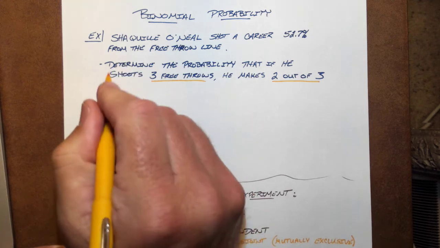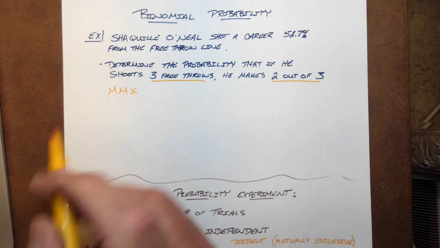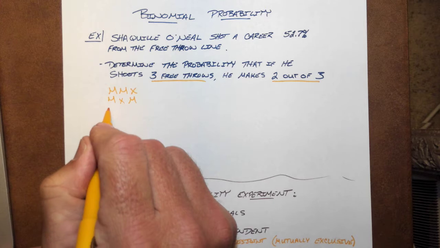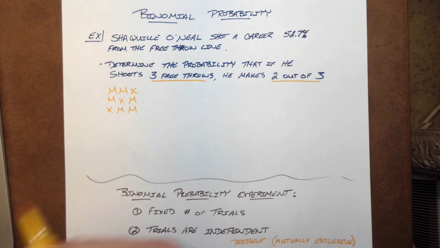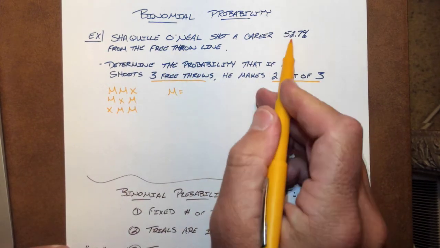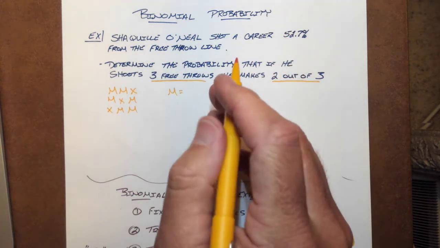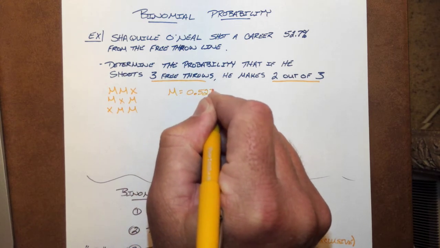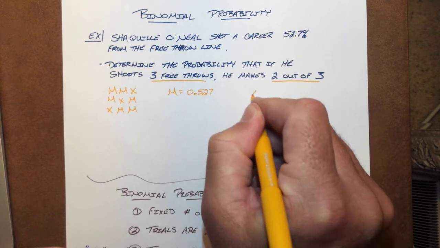We got 3 free throws, and he's got to hit 2 out of 3. So what's our sample space going to be? It could be make, miss. He could make the first one, miss the second one, make the next one. He could start off and miss it, and then have 2 makes that follow. What's the probability that he's going to make a free throw? Well, that's told right here. He's a career free throw shooter of 52.7%, so 0.527.